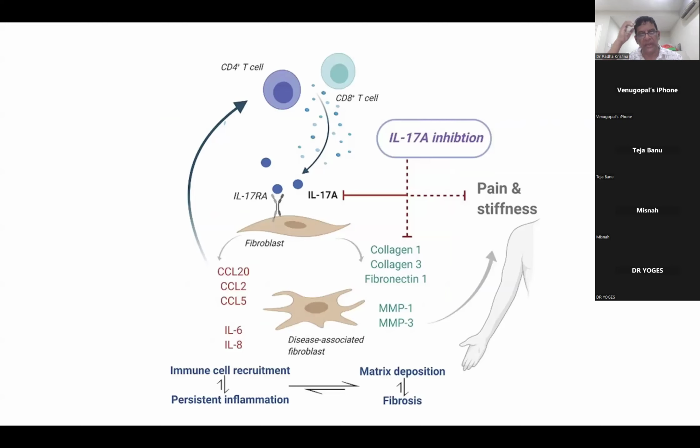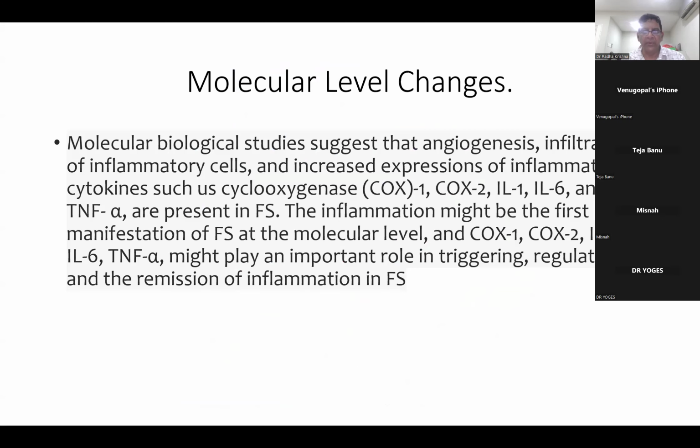If you go deeper inside, you see interleukin 17A inhibition. You see collagen 1, collagen 3, fibronectin. You can see it forms a fibrosis. All this may not be able to be corrected with the previous methodology of management as I've showed you before. And if you look at the biological markers, biological studies, there can be COX-1, cyclooxygenase, COX-2, IL-6, IL-1, tumor necrosis factor.